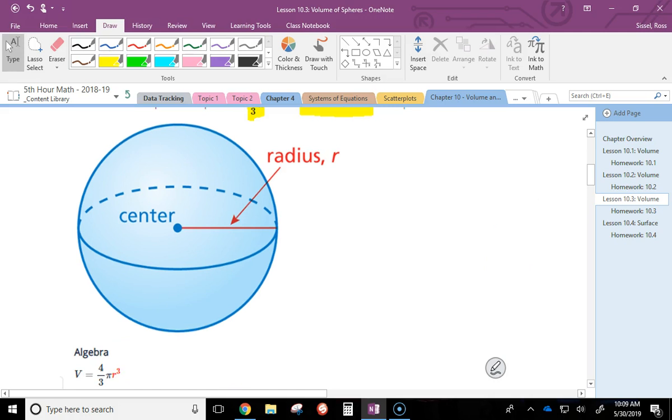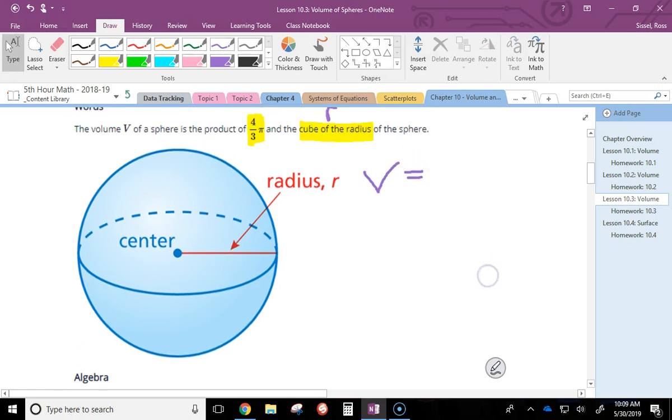So remember, radius is only halfway across. Diameter is all the way across. So today, our equation is volume equals 4/3 times pi times radius cubed. Pretty similar to what we've been doing.